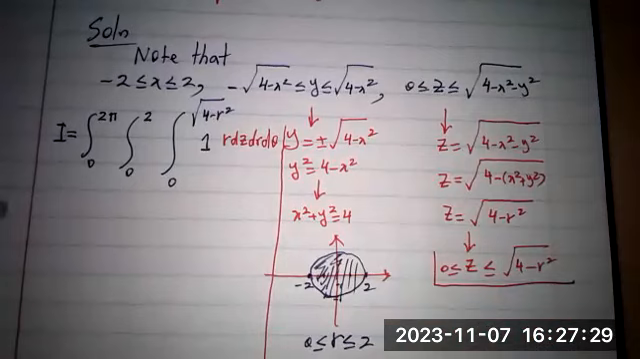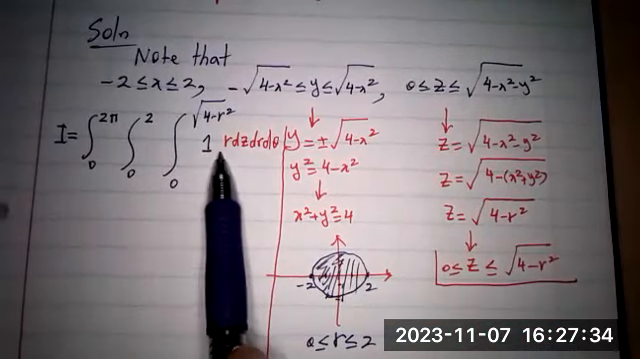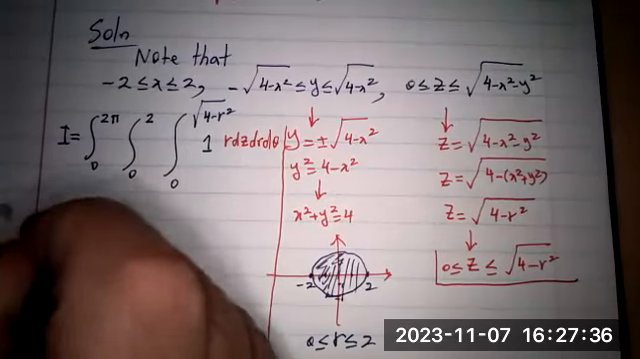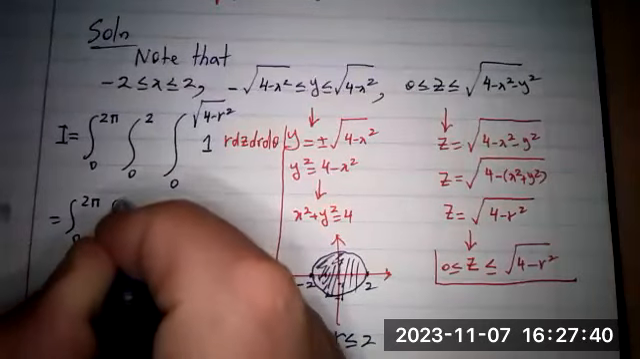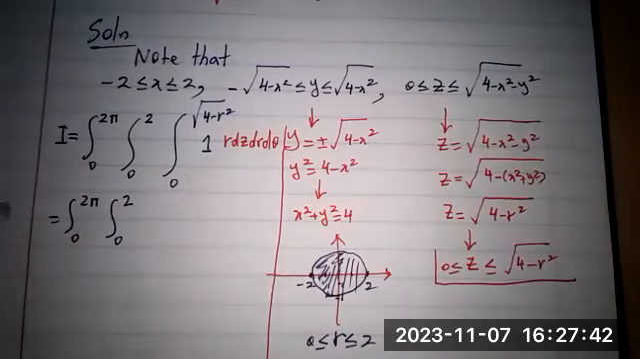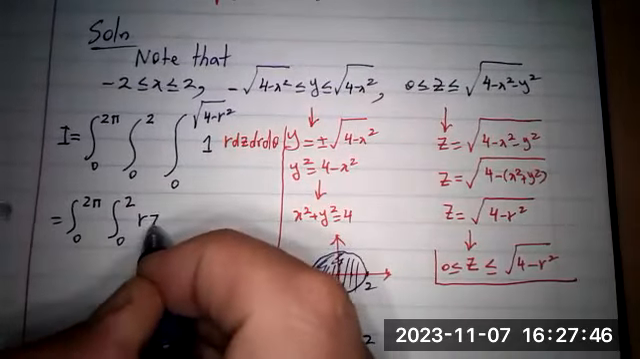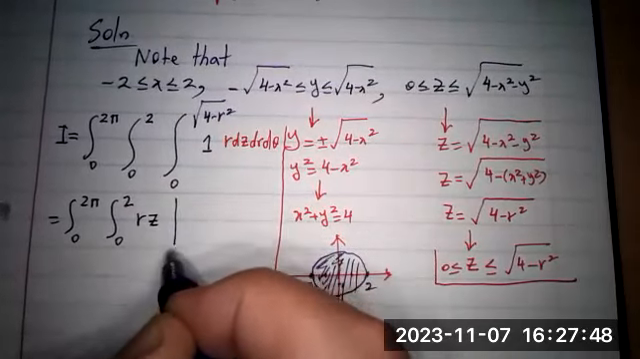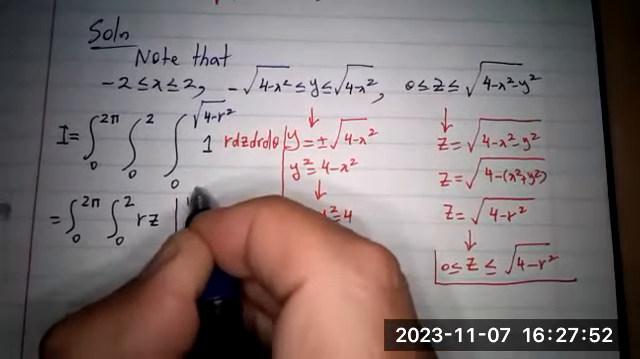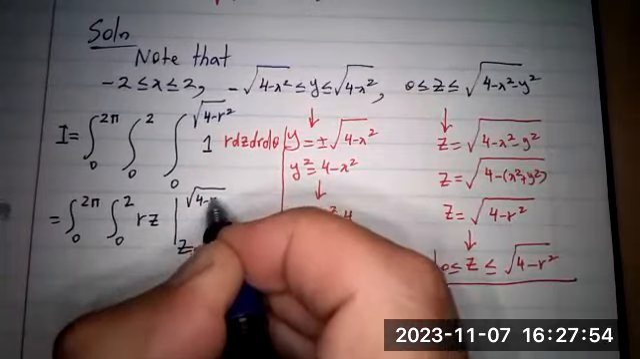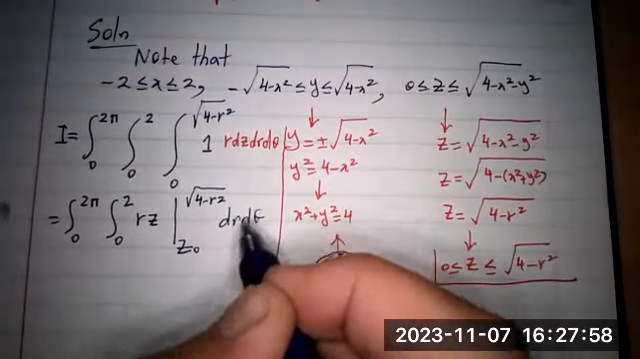The integral is easy. Integrate with respect to z first, so that gives you only zr. So it's going to be 0 to 2 pi, and 0 to 2 because of the radius. Now this would be the integral of rz. But remember, z is between 0 and the square root of 4 minus r squared. And then when you're done, you get the dr and the d theta.